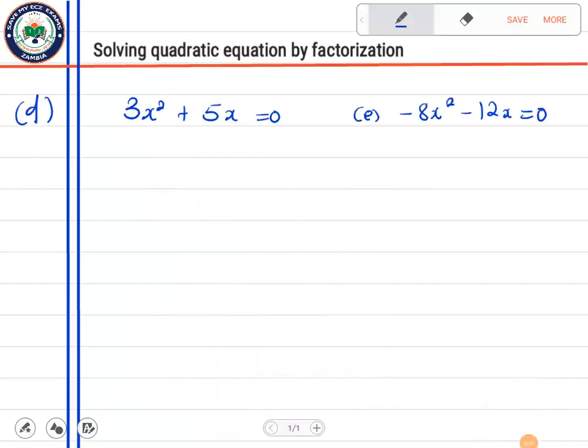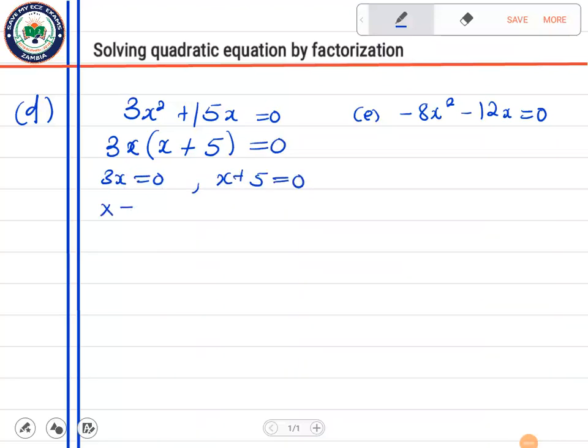Alright, so this one says 3x squared plus 15x is equal to 0. First of all, we are going to factorize what is common. 3 can go into 15 and can also go into 3. x is also common there. When I remove 3x from 3x squared, I'm left with x plus, and here I'm going to make it 5. Then I can take the parts and equate them to 0. So when we divide throughout by 3, we get x equal to 0, or we can get x to be equal to negative 5.